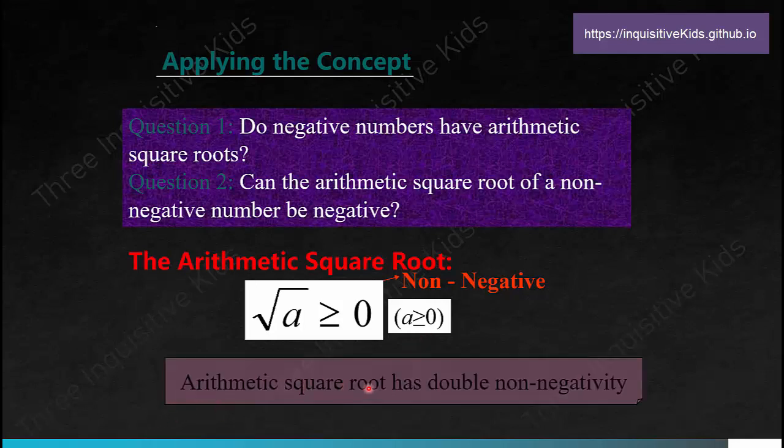So the arithmetic square root concept has a double non-negativity rule, which is something you need to write down in case you haven't yet. It says that the arithmetic square root of any number has to be greater or equal to 0, and the number inside the square root itself has to be greater or equal to 0 as well. Remember, it's not greater than 0, it's greater or equal to 0. So this means that it includes 0 itself. Yes, 0 is a very special number.